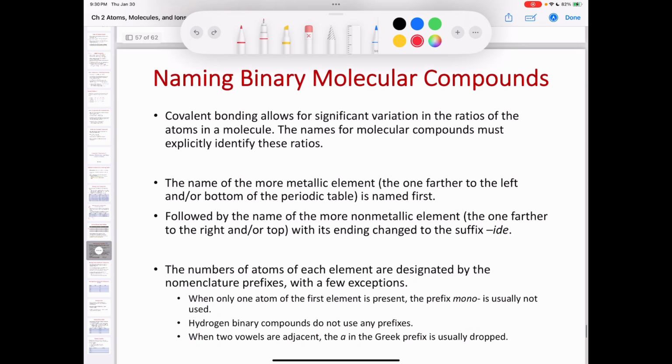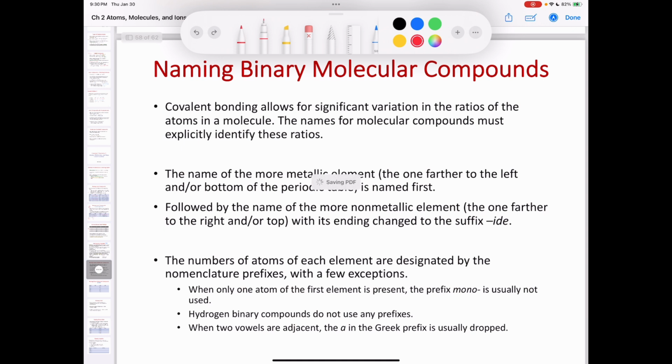All right? So anyhow, if we want to name a binary molecular compound, it says covalent bonding allows for significant variations in the ratios of atoms in a molecule. The names for molecular compounds must explicitly identify these ratios, right? A very simple example would be something like CO versus CO2. You guys know that CO is carbon monoxide, right? So that tells you something. And CO2 is carbon dioxide, right? So if we need a name, we need a way to distinguish between them.